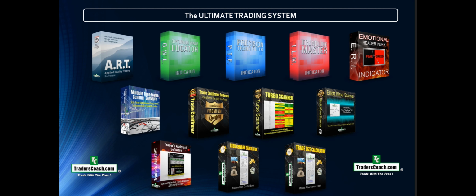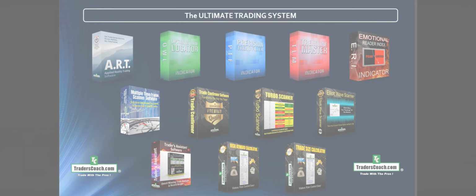So we have software that covers charts, and we have software that we use for scanners and risk control software. Again, I can't overemphasize how important risk control is because we do not win all the time. And so you have to cut those losing trades as quick as possible.